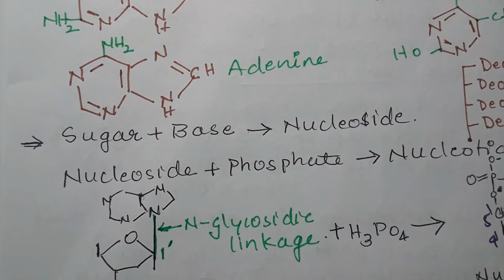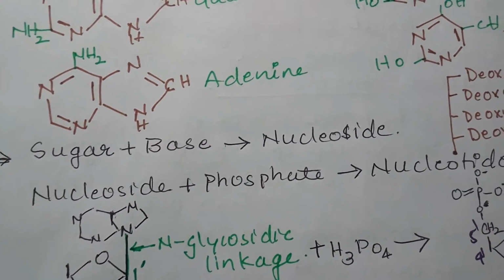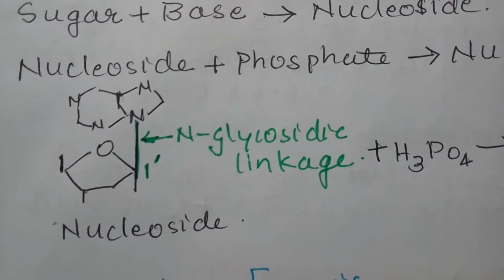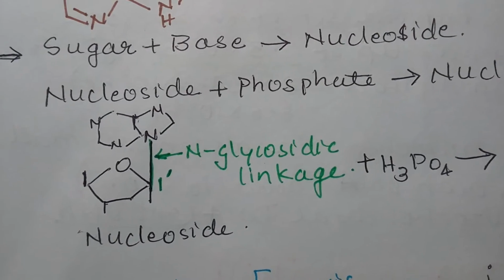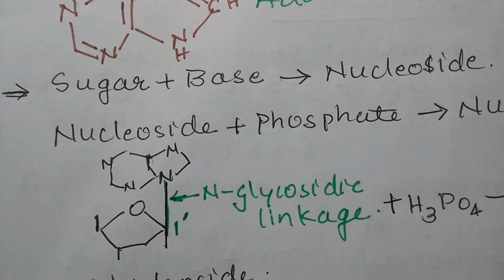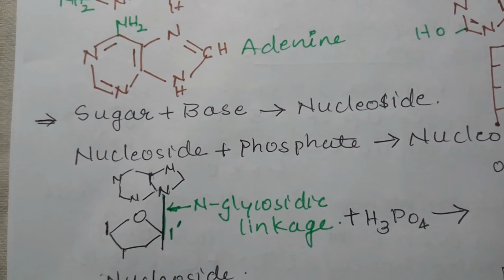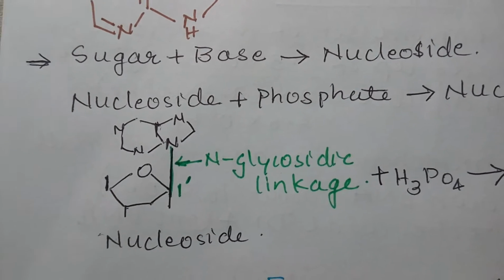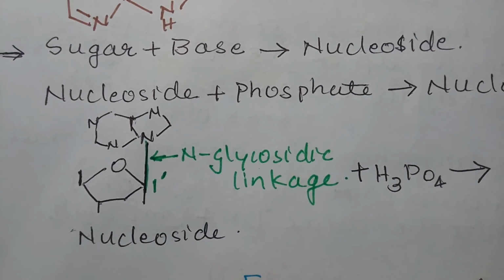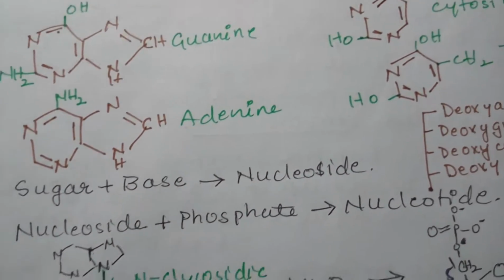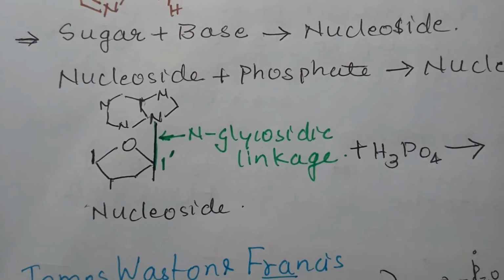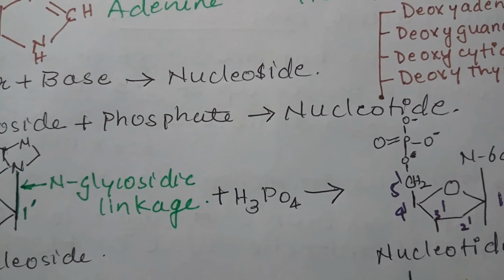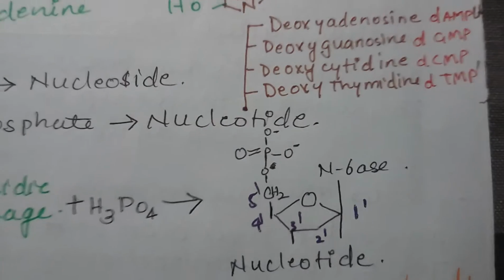Now in the nucleotide, these three things are linked: sugar, base and phosphate. So first the sugar forms the bond with the base. You can look here. The first position of the sugar forms the bond with the nitrogenous base ring, and this bonding is called N-glycosidic linkage.